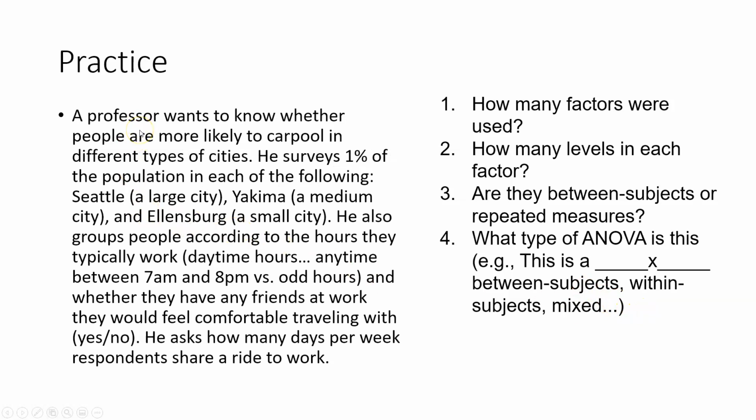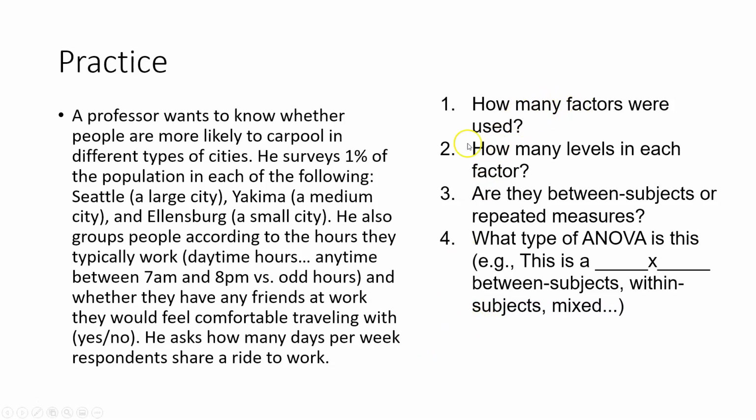Here's another example. A professor wants to know whether people are more likely to carpool in different types of cities. He surveys 1% of the population in each of the following: Seattle, a large city; Yakima, a medium city; and Ellensburg, a small city. He also groups people according to the hours they typically work. If they work daytime hours, anytime between 7 a.m. and 8 p.m., versus odd hours, sometime outside of that. And whether they have any friends at work they would feel comfortable traveling with, yes or no. He asks how many days per week respondents share a ride to work. So, answer these questions and push play when you're ready.